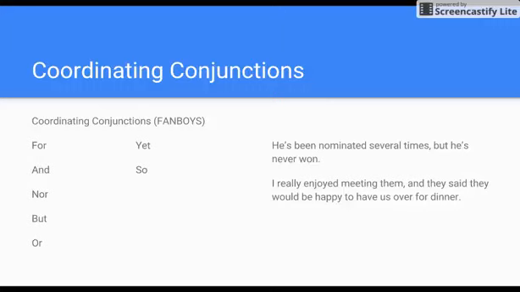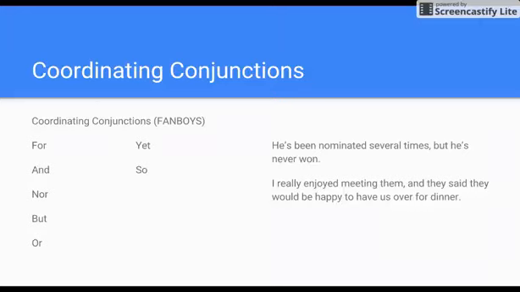The most common coordinating conjunctions are and, but. Also, so is very common, and or is also very common. Okay, and we can remember them using FANBOYS: for, and, nor, but, or, yet, so.